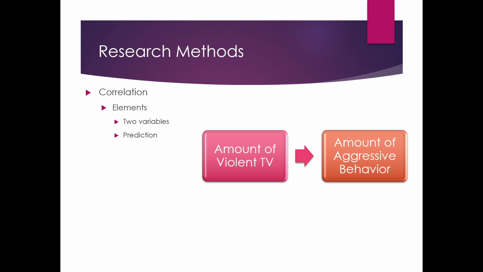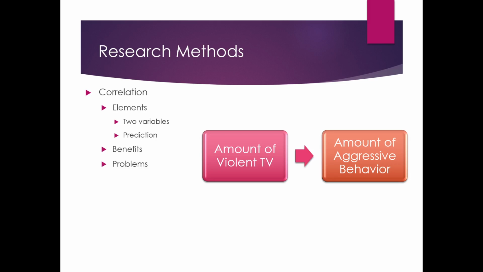And we want to try and make some kind of prediction that higher levels of violent TV viewing are associated with higher levels of aggression, for example. So we want to make some kind of prediction based on the scores on these two variables as far as how they might relate to each other.